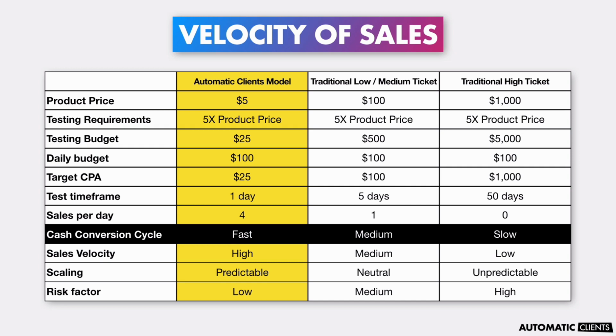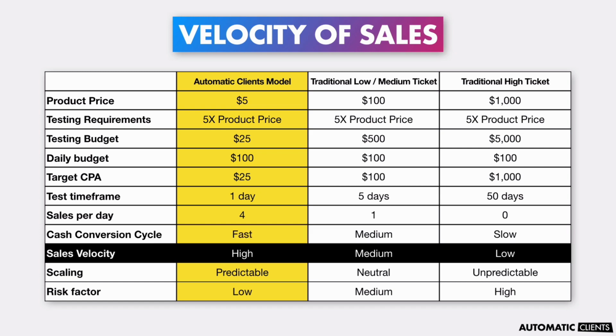Whereas with a webinar, you put $1,000 in, two weeks later, here's $1,000 back. Shit, let me put another $1,000 in. It's very slow, right? Very slow. Which gives us basically the sales velocity, meaning how fast can you get the sales, which is super high.